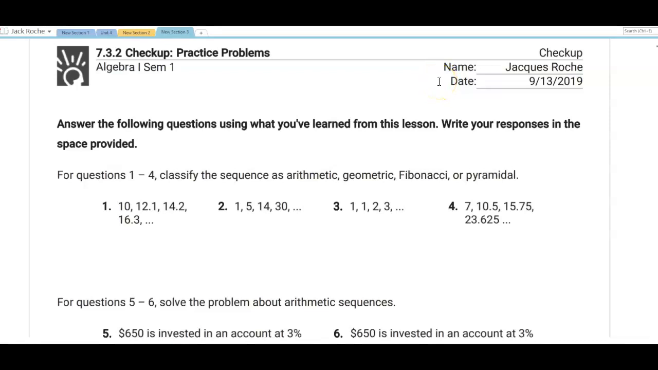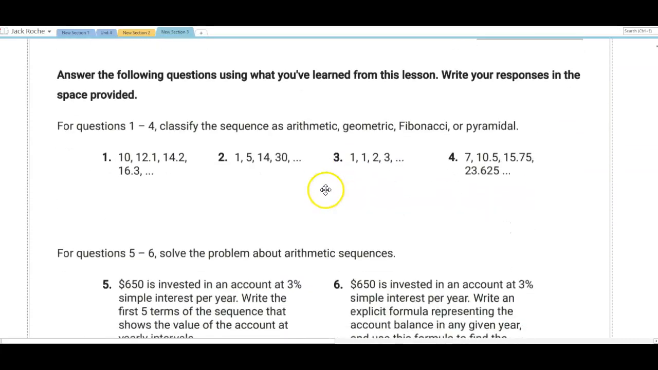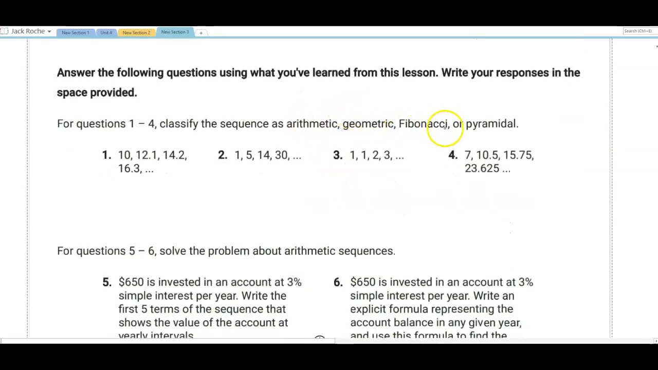Okay, so for the 7-3 checkup, we're just going to go through each problem real quickly so you have a good idea of what's going on. Alright, so it says the first 4 problems are to identify if the sequence is arithmetic, geometric, Fibonacci, or pyramidal.